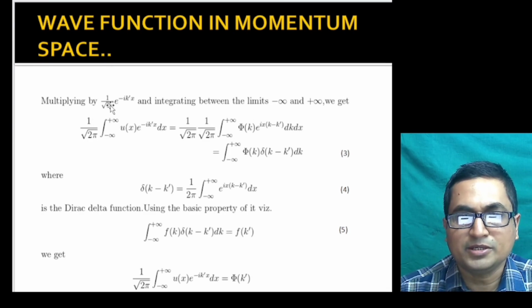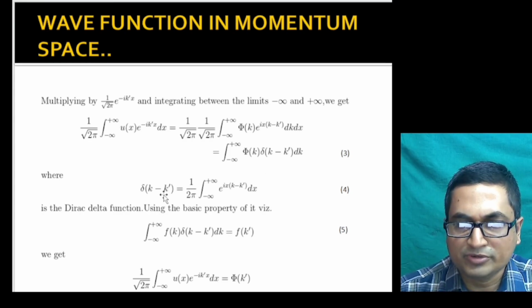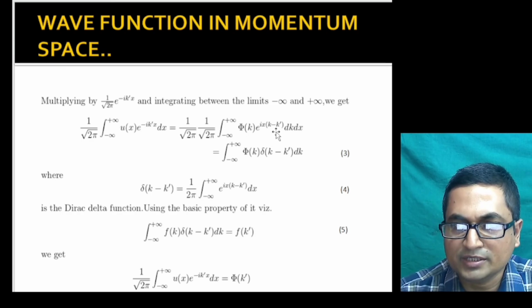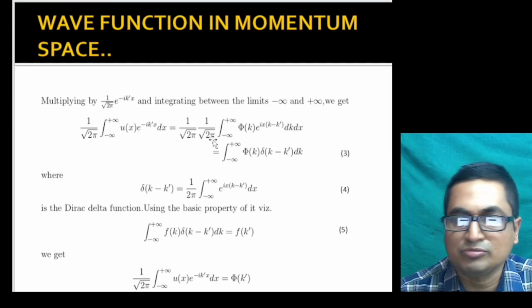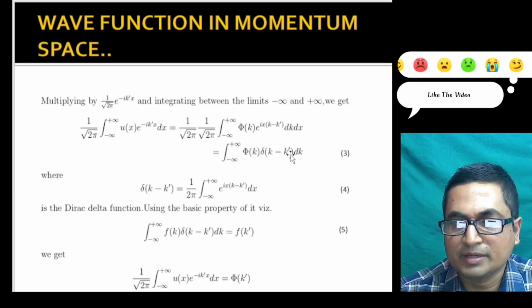Now multiplying this equation by this and integrating between the limits minus infinity to plus infinity, on the left hand side we are left with this, and on the right hand side we are like this. But from the definition of Dirac delta function, delta(k minus k') is equal to this. So here we find that there is a function e to the power ix(k minus k') dx, and there is a factor 1 by 2 pi, because square root of 2 pi times square root of 2 pi makes 2 pi. So this gives us delta(k minus k').